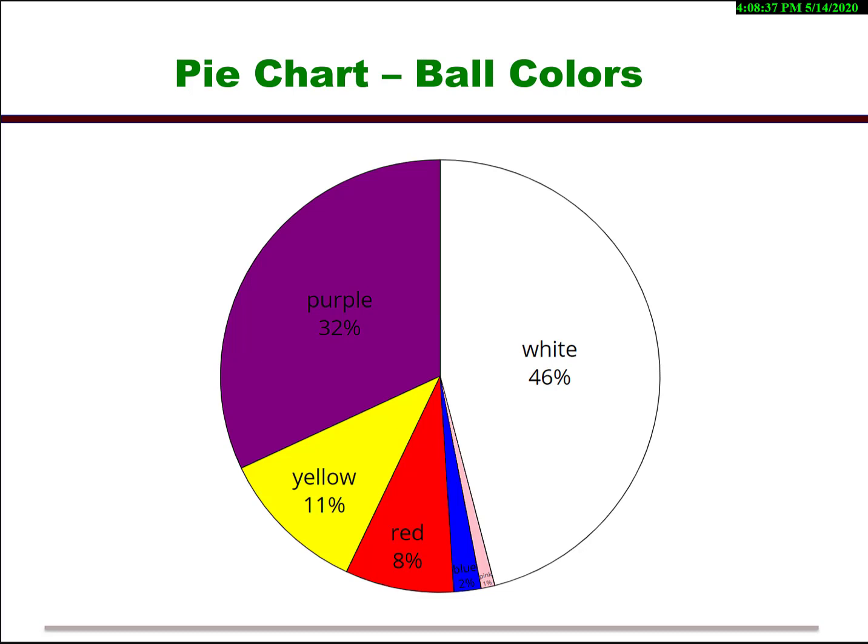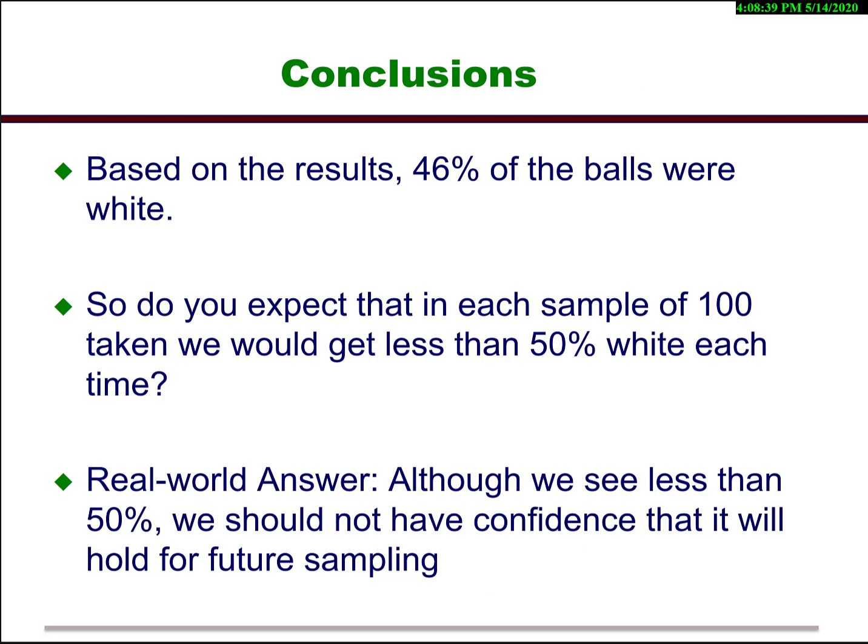Now let's draw conclusions. We can conclude here that 46% of the colors drawn were white. What answer would you give the supervisor? Would you expect to get less than 50% for each sample? We would expect it to change somewhat from sample to sample based on something called sampling variability. So your real-world answer should be that although in this particular case we would get 46%, we would be somewhat skeptical about the 50% conclusion.